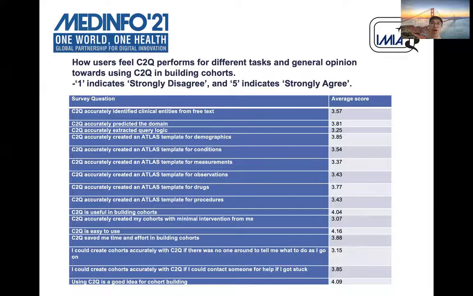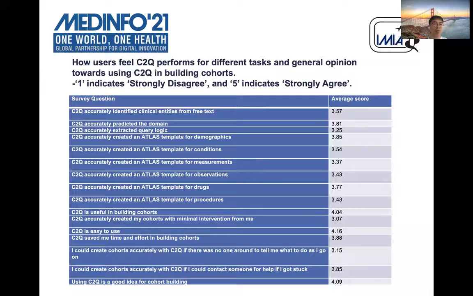In this workshop, users were asked to use Atlas and also to use Criteria Query to build 2 different cohorts. After they finished these exercises, a survey was given to them to ask how difficult it is to use Criteria Query and their feeling about Criteria Query. In this survey, 1 indicates strongly disagree, and 5 indicates strongly agree.